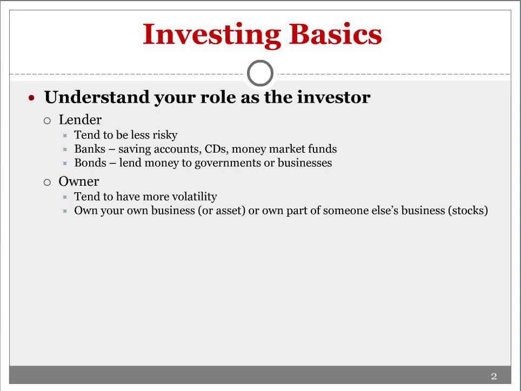The investor can also be an owner. This can be done by either owning your own business or by becoming a partial owner in another company. Fractions of ownership of a company are called stocks, and the purchase of stocks is the primary form of ownership investment. Investing as a lender is typically less risky than investing as an owner.